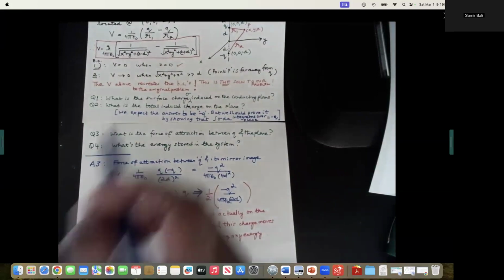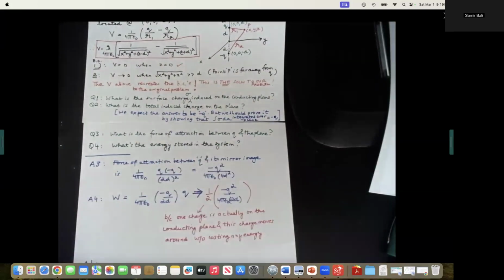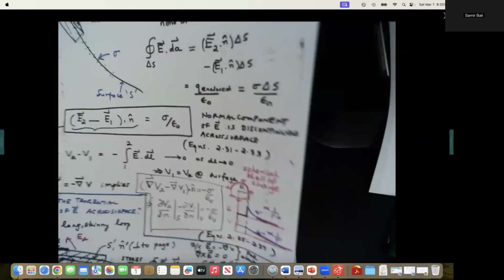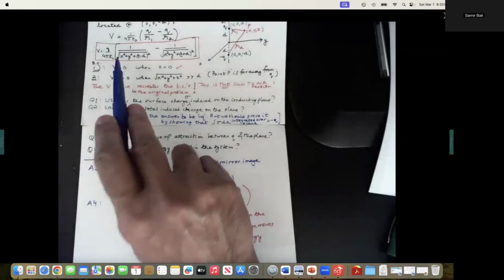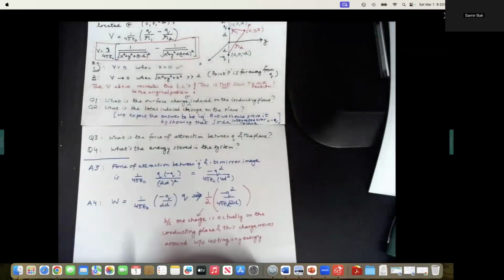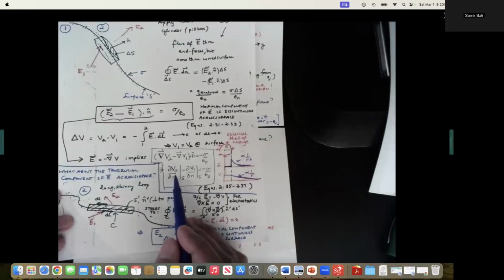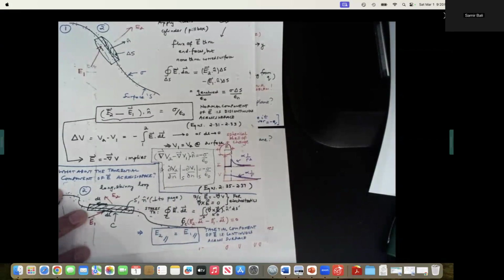So what is the surface charge sigma induced on the conducting plane? And you recall that from boundary conditions, I know what the potential is. It's written out here, right? And so all I have to do is apply this boundary condition. I know the potential at the surface, so I'm just going to apply this. Okay, so let me write that down.